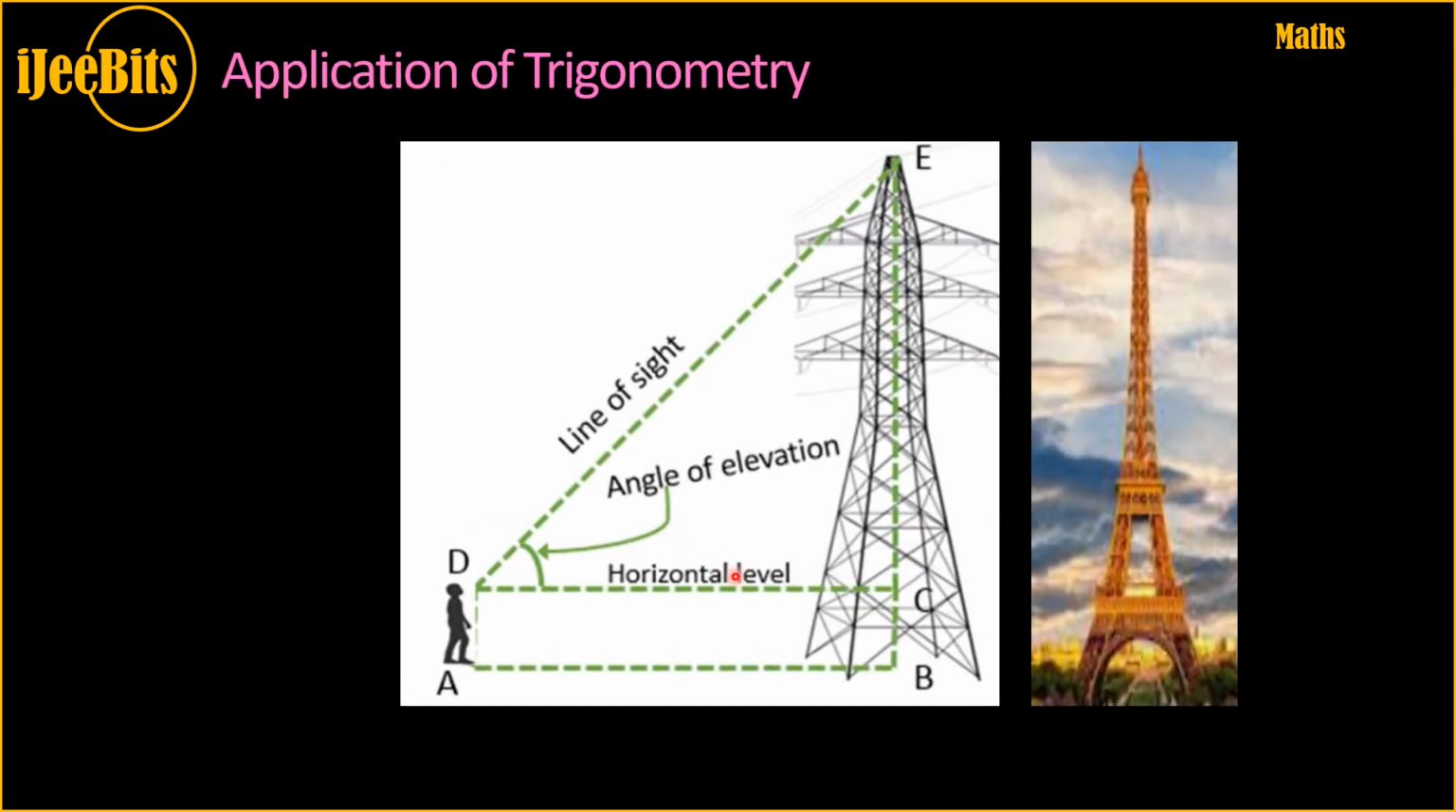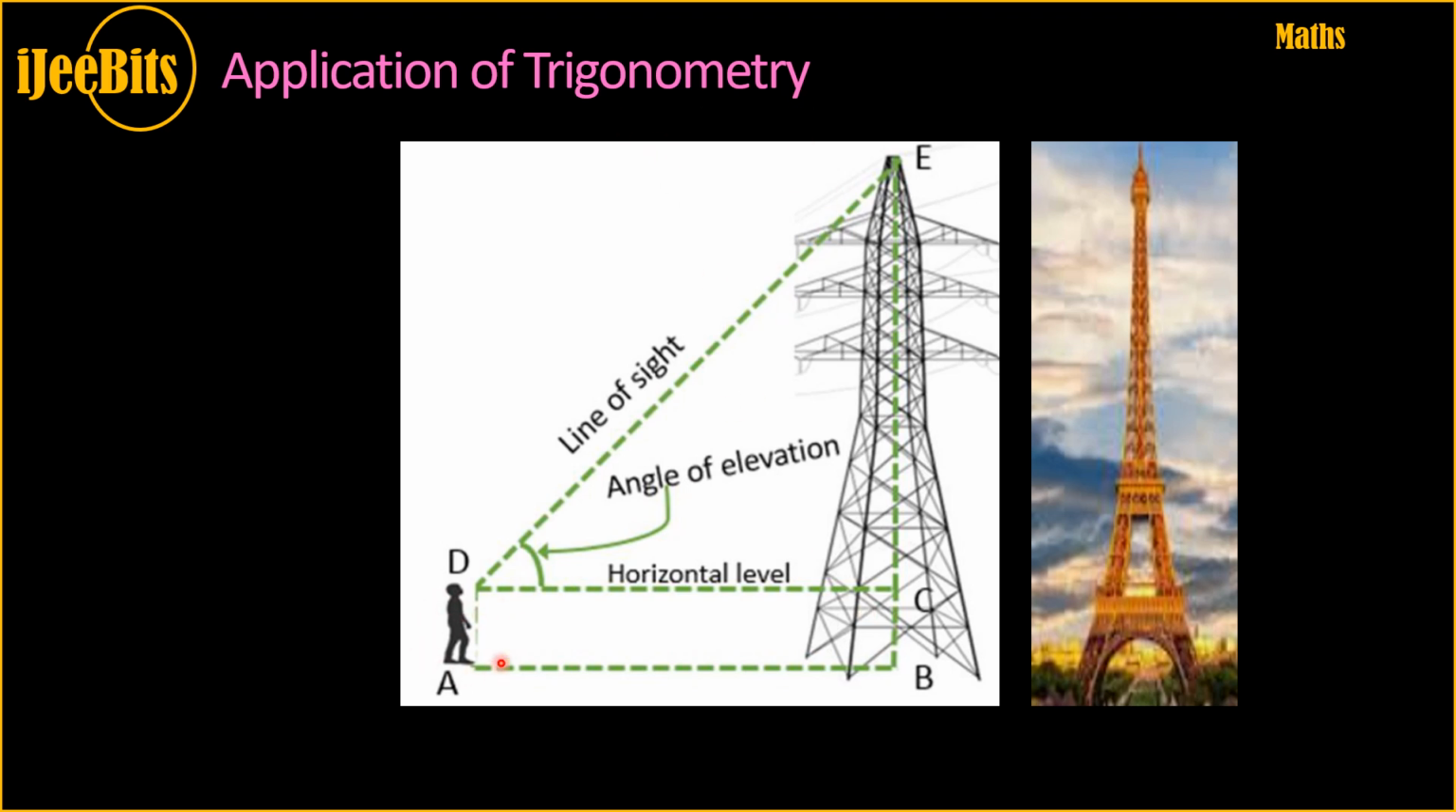Let's say you have high power transmission lines going along the side in your colony. You might think, oh man, this is very tall, but how do I know how tall it is? Do I need to go and actually measure vertically by climbing the tower? I don't think so, right? That is where trigonometry can help you.